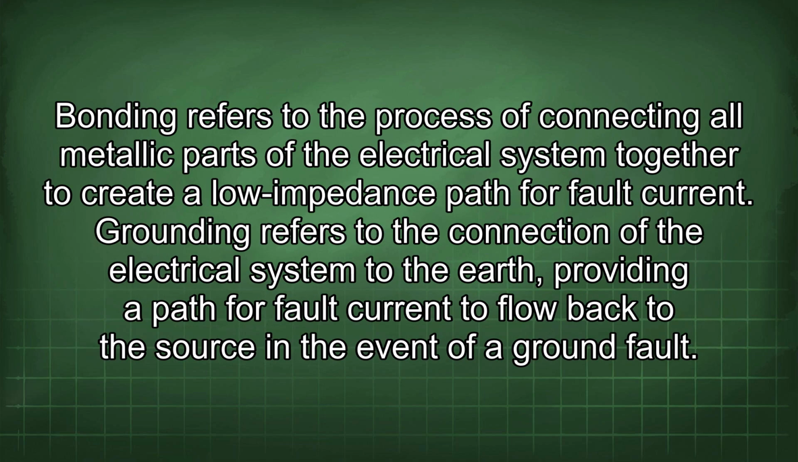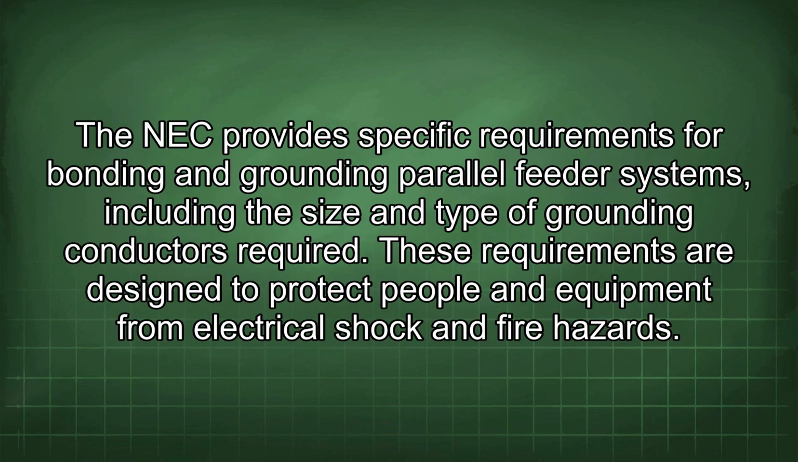Bonding refers to the process of connecting all metallic parts of the electrical system together to create a low impedance path for fault current. Grounding refers to the connection of the electrical system to the earth, providing a path for fault current to flow back to the source in the event of a ground fault. The NEC provides specific requirements for bonding and grounding parallel feeder systems, including the size and type of grounding conductors required. These requirements are designed to protect people and equipment from electrical shock and fire hazards.